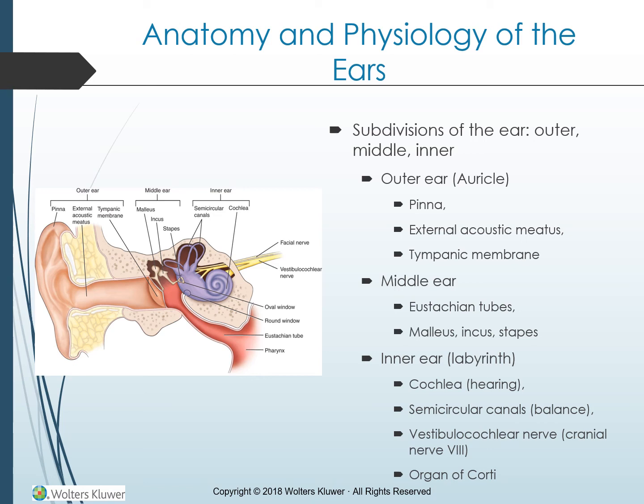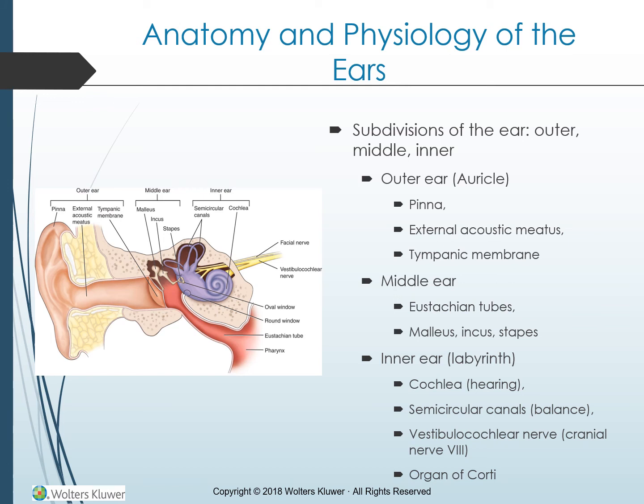The inner ear. There are two sensory systems in the inner ear: the auditory, which is hearing, and vestibular, which is balance. The inner ear, or labyrinth, consists of a series of cavities and canals that contain fluid. It contains the cochlea, which provides for hearing, the semicircular canals, which promote balance, and the vestibulocochlear nerve, cranial nerve 8. The fluid motion created by the vibrating stapes excites the nerve endings and the sensitive sound receptors of the organ of Corti located in the cochlea.